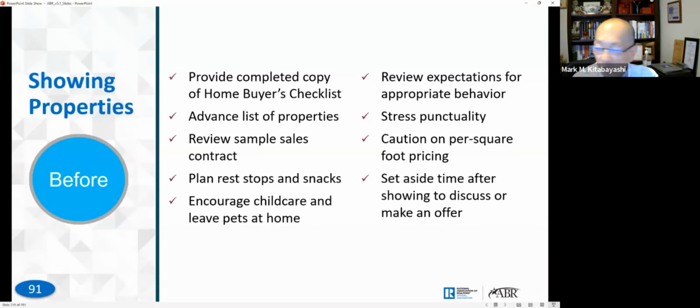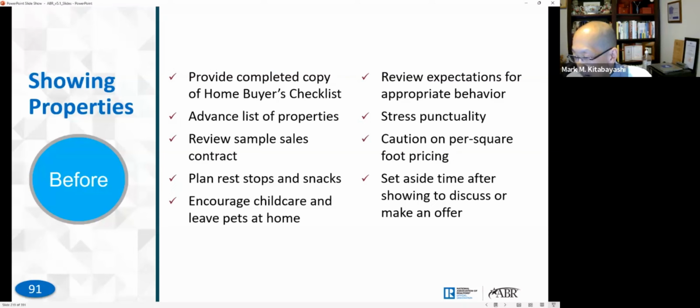And be very, very cautious on per square foot or square meter pricing. Sometimes they just divide the cost of the house by the square meter to get a per square meter price. And that does not take into account what type of upgrades and so forth might be in the house. So sometimes it could be dangerous.